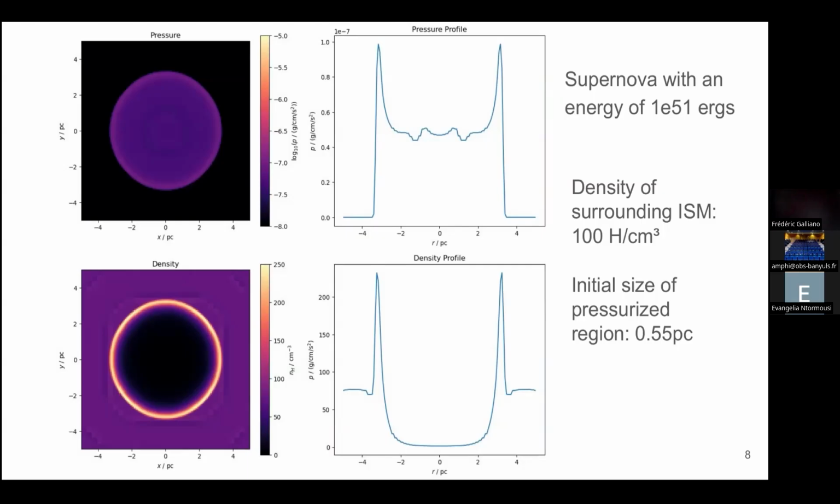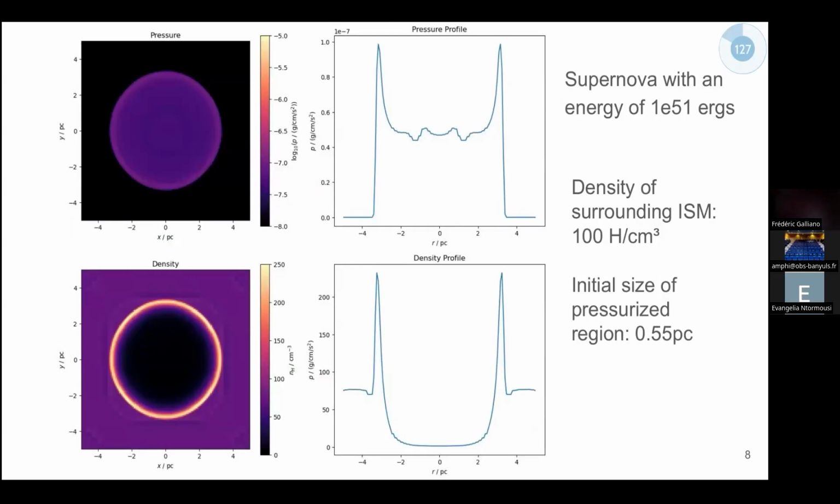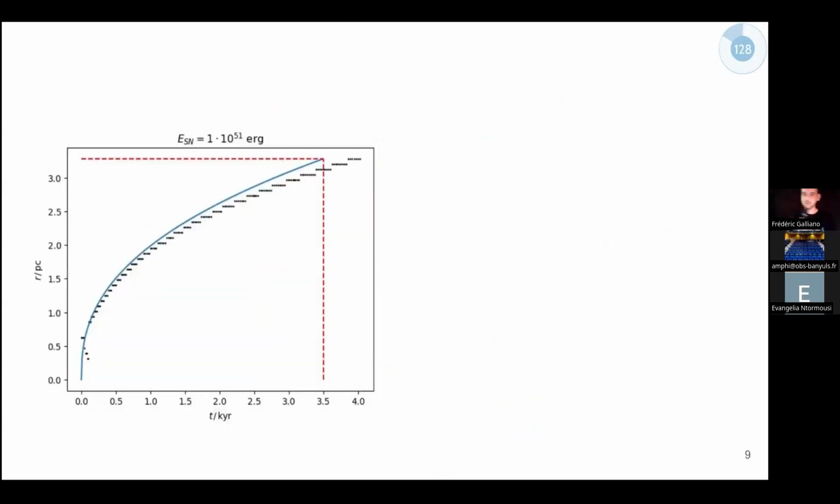And as you can see here, top left is pressure, bottom left is density, top right is the pressure profile on one axis, and down right is the density profile. As you can see, the density has a spike there, it's a shell, and the same in the pressure, where you have this discontinuity. Okay, so if you take the measure from here to here, that is the shell radius. And if we plot the shell radius over time, then we get this, where the blue line is the theoretical.